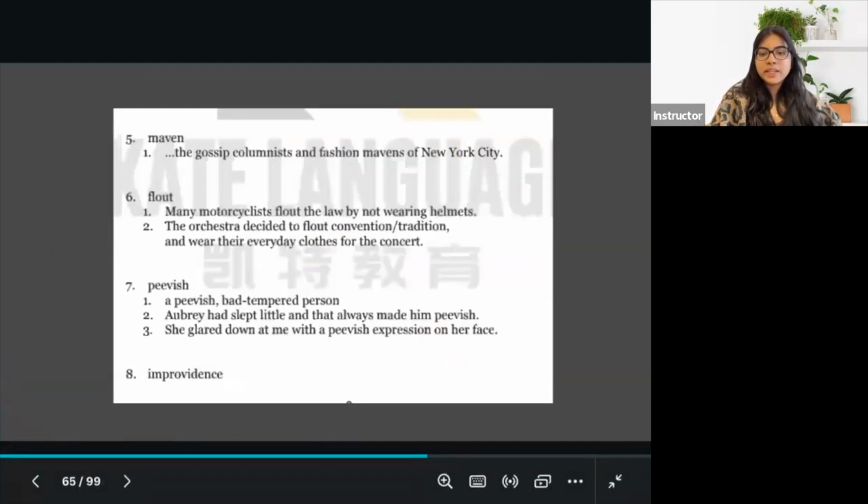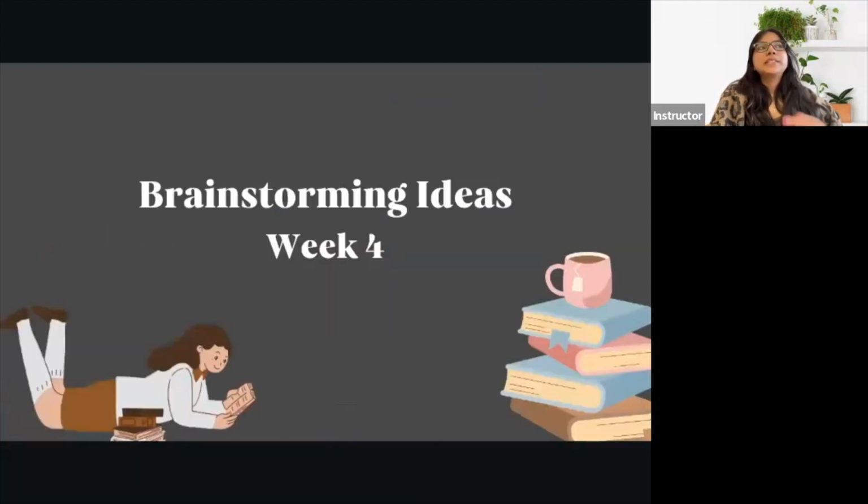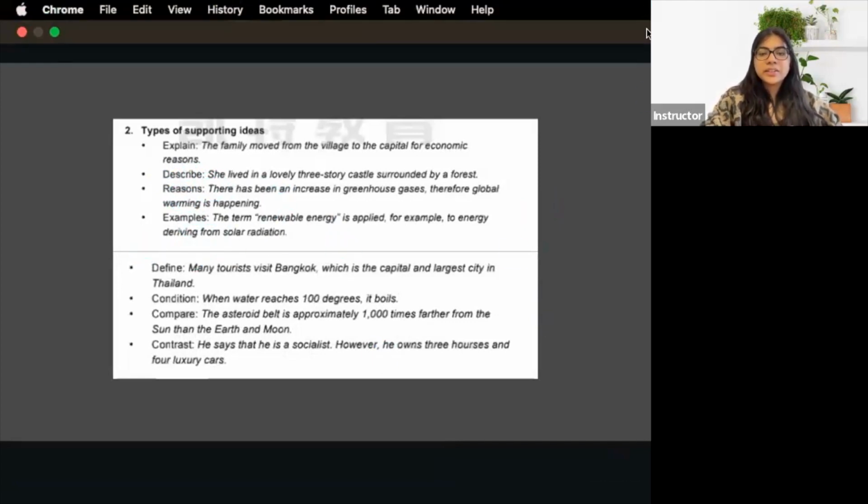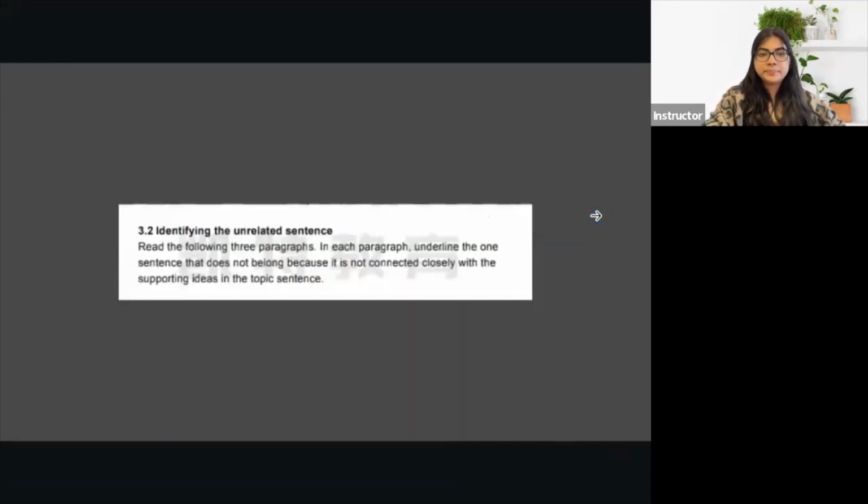I think it would be good for us to look deeper into argumentative essays and what the actual paragraph structure would look like in a lot more detail. So we looked at different kinds of supporting ideas: explain, describe, reasons, examples. Not going to spend too much time on that. And then we looked at identifying the unrelated sentence.